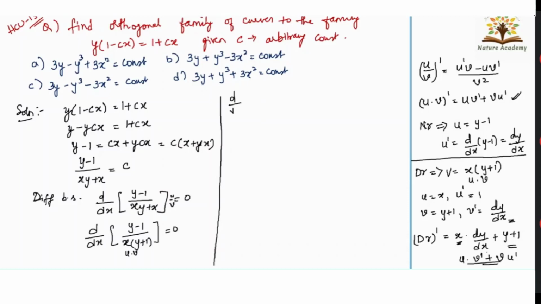So d by dx of, I will start with this thing, u dash v minus u v dash. I will go slowly. So dy by dx into x into y plus 1 minus y minus 1 into x into... I don't need to write it. I have written it already in the margin, so we can directly do it now.